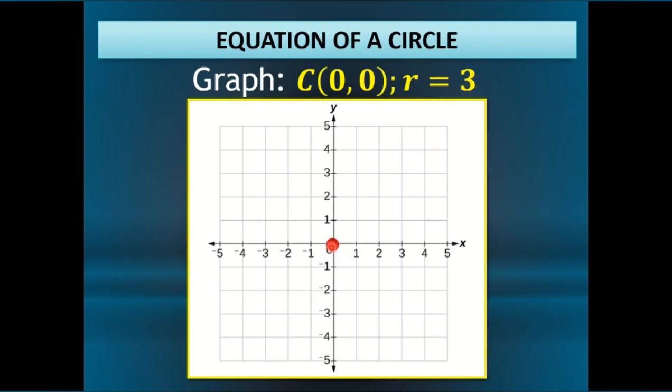So from the center, we have 1, 2, 3. And then on the right side, we have 1, 2, 3. And then here we have 1, 2, 3. And also on the left side, we have 1, 2, 3. So again, we have these other points. And then we connect those points, forming the graph of the circle. So this is now the graph of the circle given the center at the origin and the radius 3 units.